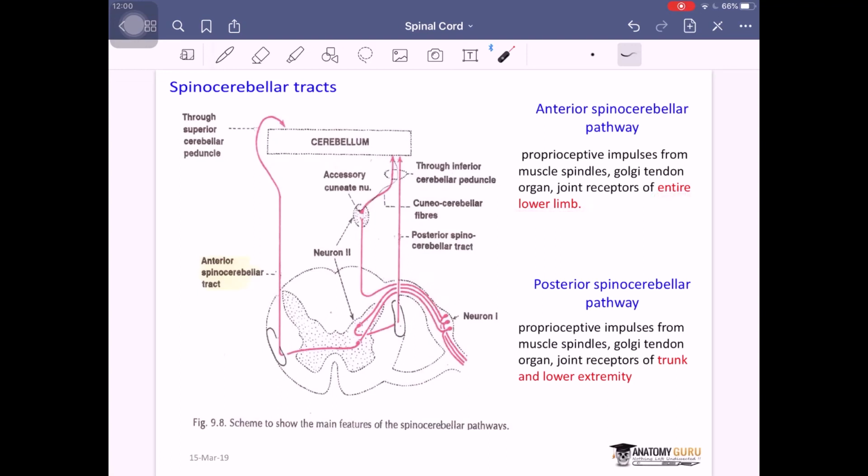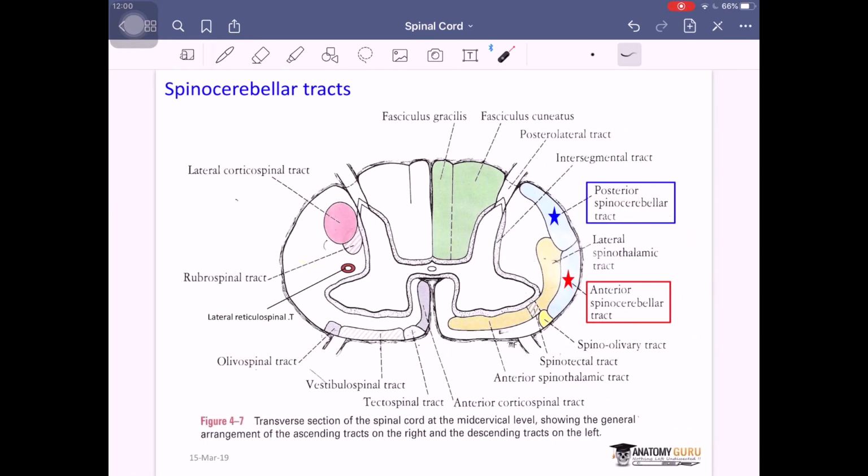So thereby we say the anterior spinocerebellar is for the entire lower limb, giving information like unconscious proprioceptive impulses from muscle spindle. That means all the muscles of the lower limb, where you have the receptor called muscle spindle. All the muscles also have a tendon attached to the bone, which has the Golgi tendon organ, and there are also joints, the hip joint, knee joint, and all the joints. They have a capsule, so the joint capsule will have the receptors. So from the joint receptors, the Golgi tendon organ in the tendon, and the muscle, all this information from your lower limb is carried via the anterior spinocerebellar tract, whereas the same information from your lower trunk and lower limb is carried by your posterior spinocerebellar tract.